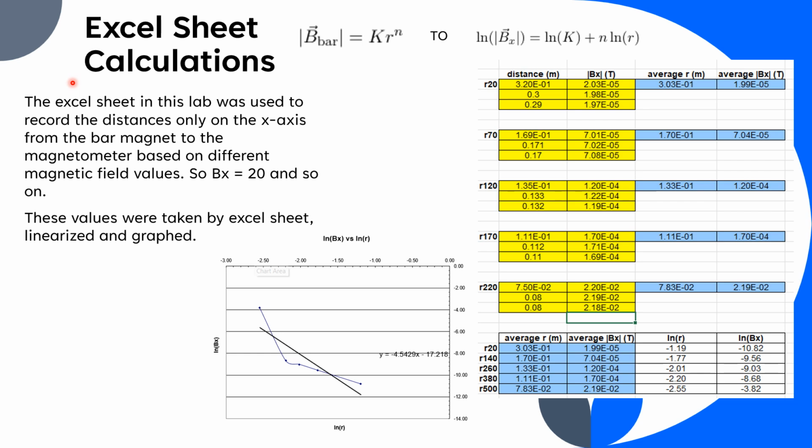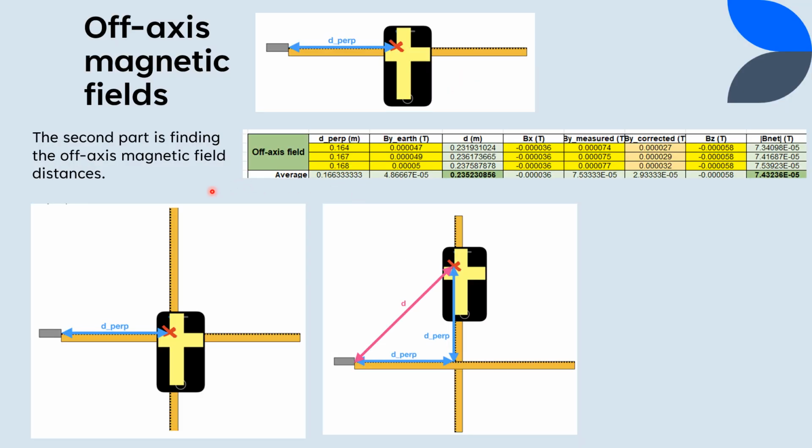So this is the Excel sheet, the data sheet, and the calculations for the distance depending on the magnetic field formula and the linearization. So the linearized graph and the data from each magnetic field in the x direction. And this is the second part of the lab, which is the off-axis magnetic field distances. So basically, you have to find the d perpendiculars on the vertical and horizontal and average them.